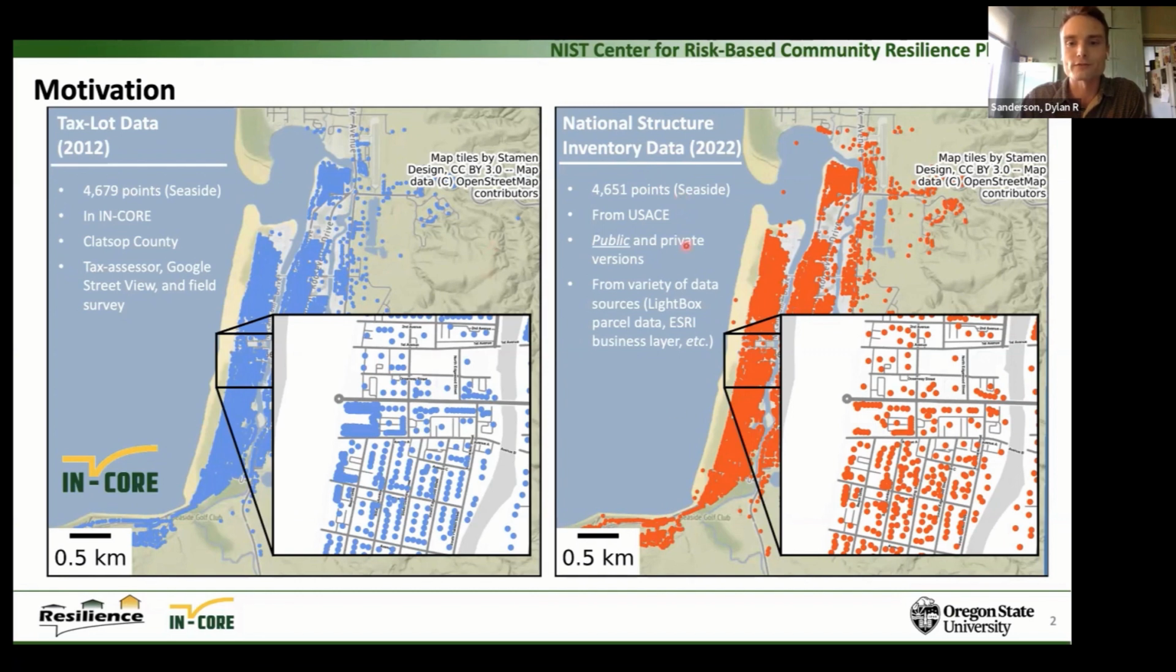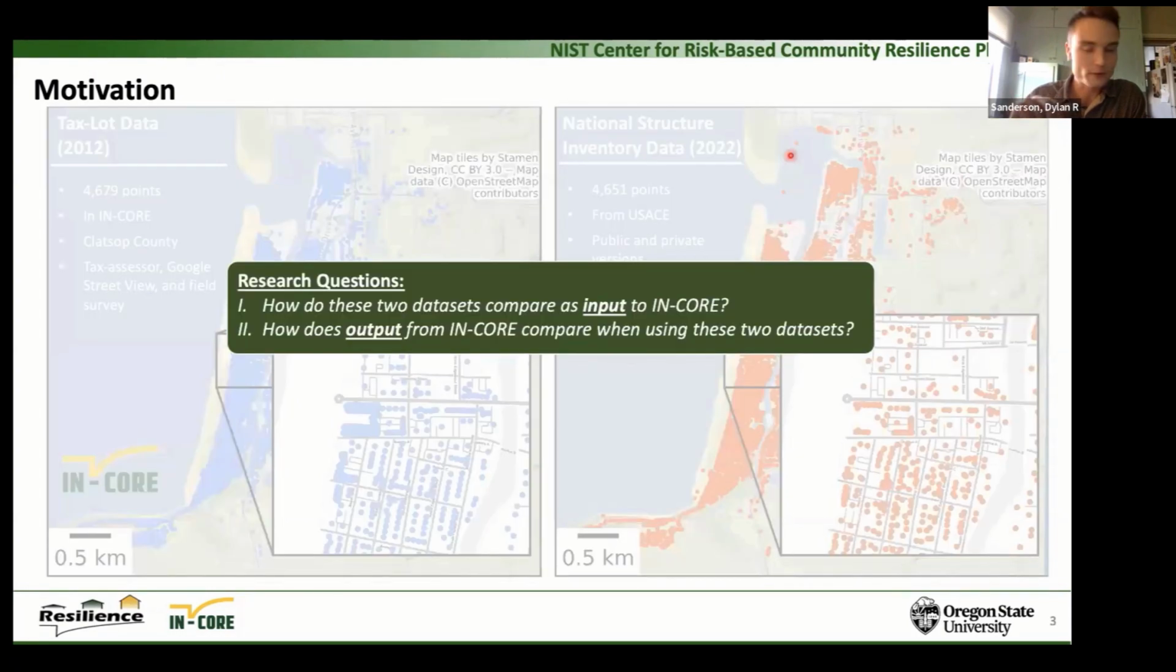And my understanding is that this data also comes from a variety of different sources. And you can see in these two map insets some differences in the spatial variation, as well as with NSI, some points that are located in places that may not be accurate. And so with these two data sets, I have two primary questions I'm really interested in looking at. The first one is, out of the box, how do these two data sets compare as input to NCORE? So just comparing the two data sets, looking at the tax lot data and then the NSI data.